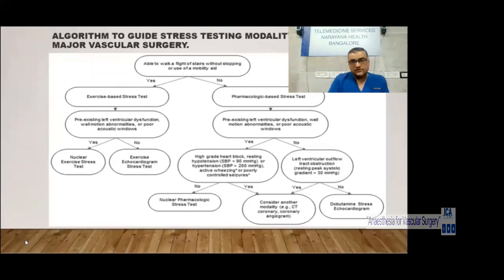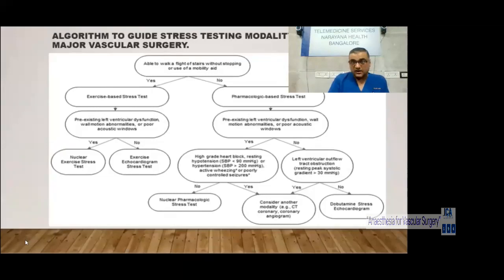If the patient is not able to walk a flight of stairs, then pharmacologic-based stress testing is required. If the patient has pre-existing left ventricular dysfunction, wall motion abnormalities, or a poor acoustic window, or has a high-grade heart block, resting hypotension with systolic blood pressure less than 90 mm of mercury, hypertension with systolic blood pressure greater than 200, active wheezing, or a poorly controlled seizure disorder, then we have to consider another modality, that is CT coronary or coronary angiogram. If these are not there, then a nuclear pharmacologic stress test is required.